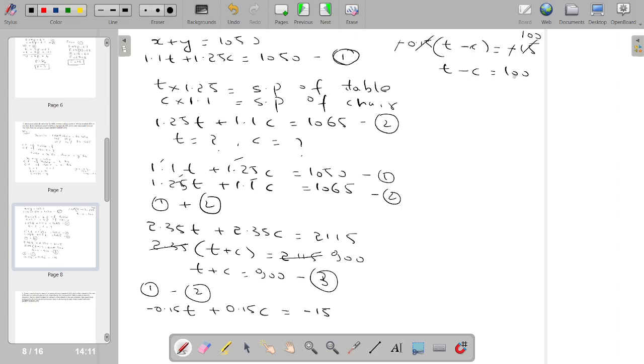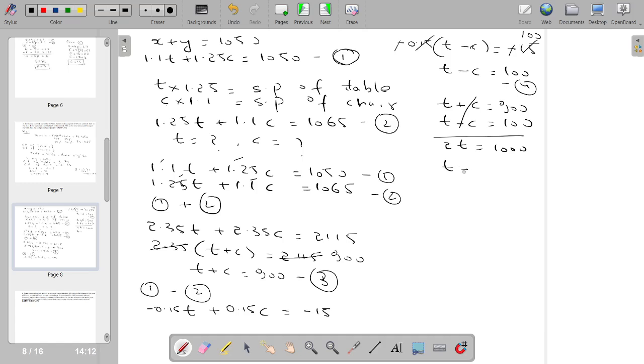So now call this as equation number 4. Now solve this 3 and 4. T plus C is equal to 900, T minus C is 100. So now we can use the elimination method. We can easily eliminate C. Now 2T is equal to 1000. I'm not elaborating the steps here, you can solve on your own.